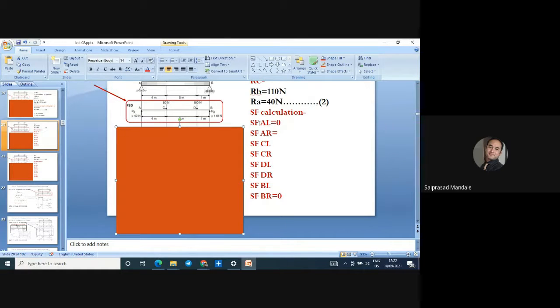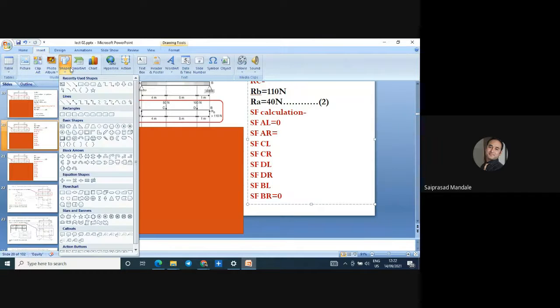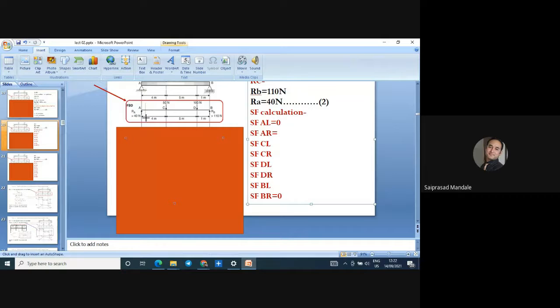Now SF left of A means we have to look at the left-hand side of point A. There is nothing, so we have put it here as 0. At the right of A, we have to move here and observe the forces acting on that side of A. There is only one force, that is RA. So I have put over here RA, and the value of RA is 40 Newton.